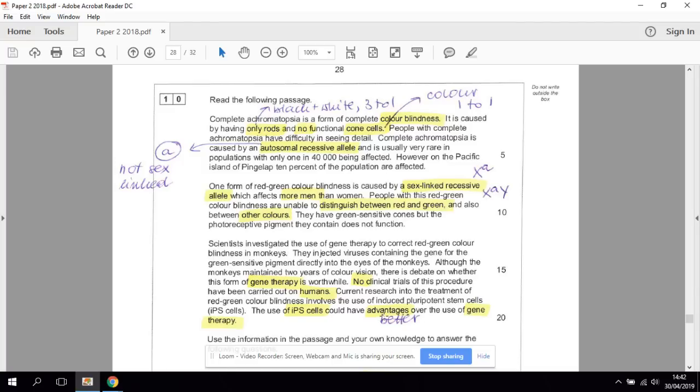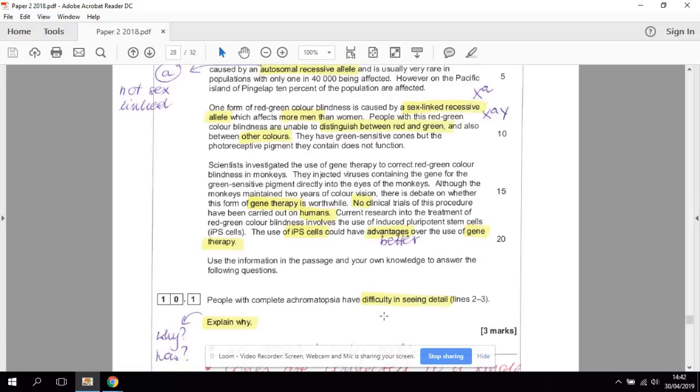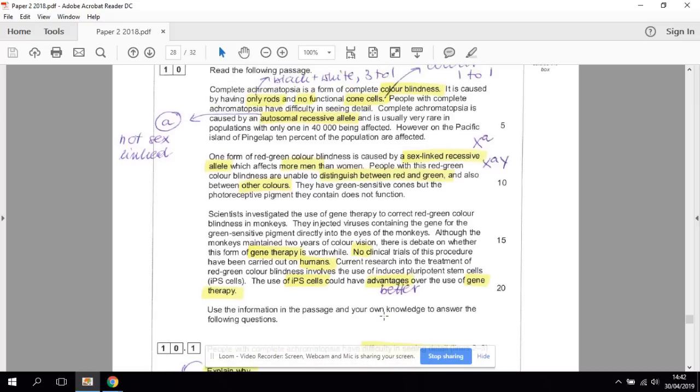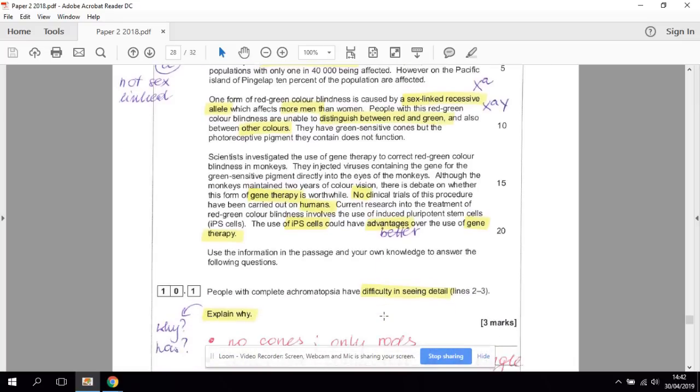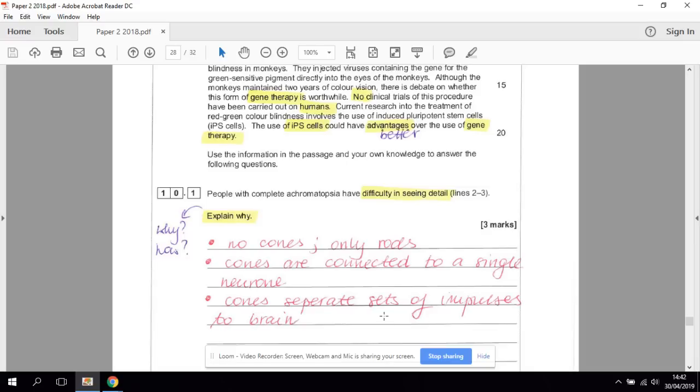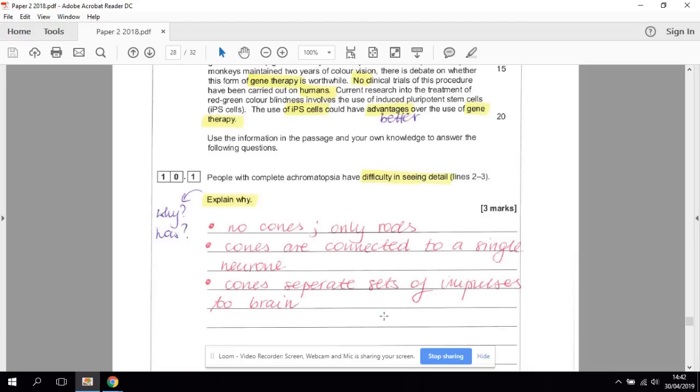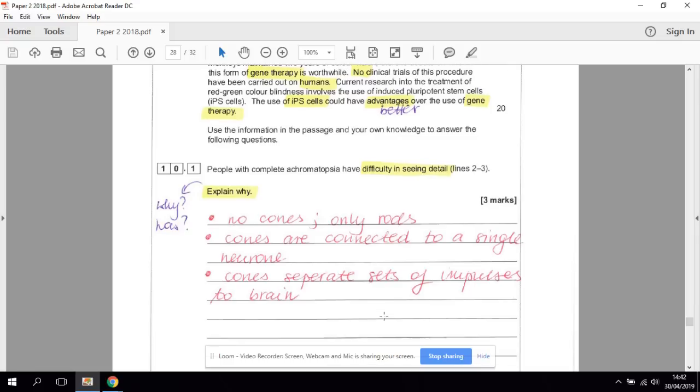Advantages, so what's better? Looking at the questions, people with complete disease will have difficulty in seeing detail. Why? You're using lines 2 to 3, the information about rod and cone cells, and this is what we need to recall. So no cones, only rod cells will be present, and the idea that cones are connected to a single neuron and can send separate sets of impulses to the brain, while the others cannot.